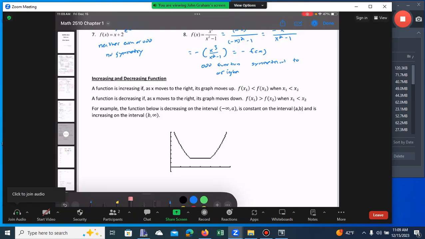A function is increasing if as x moves to the right, the graph moves up, meaning that if you have two values of x, x1 and x2, where x1 is less than x2, and we look at those function values, and the function evaluated at x1 is lower than the function evaluated at x2, then you have a graph that's increasing.